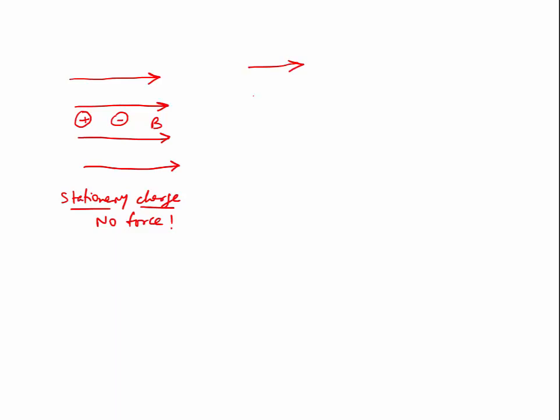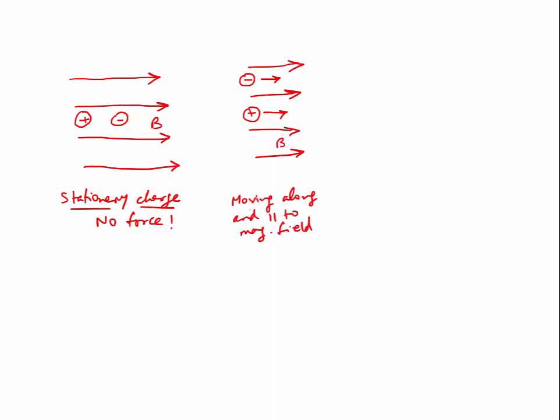Another example: if I have the same magnetic field pointing in the same direction, but now I have a positive charge that's moving parallel to the magnetic field in the same direction of the magnetic field, or a negative charge moving parallel to the magnetic field. Again, you will not have a force from the magnetic field on the charge. So when you have a moving charge that's moving along and parallel, the symbol ∥ stands for parallel to the magnetic field, there is no force.